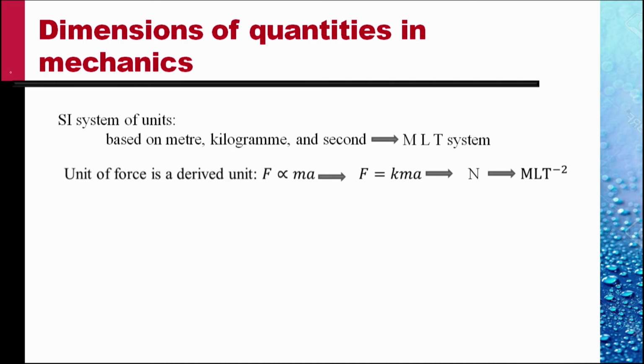The unit of mass is the kilogram, with a dimension of mass. Acceleration has a dimension of velocity divided by time, which is length divided by time squared. So the dimensions of force are M L T to the power minus 2. The unit of force is given the name Newton, and this is the force that produces an acceleration of 1 meter per second squared on a mass of 1 kilogram.